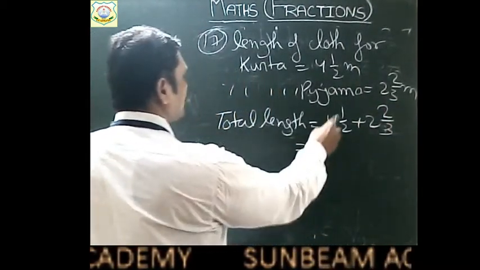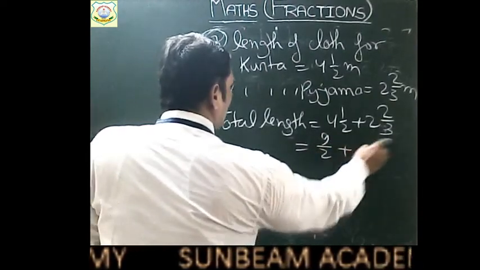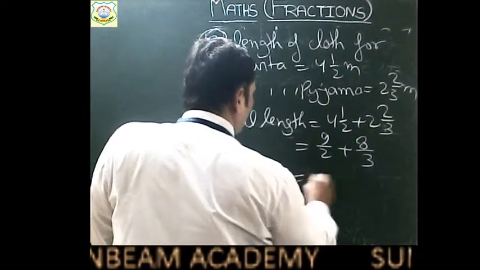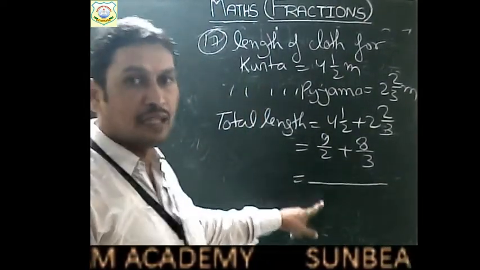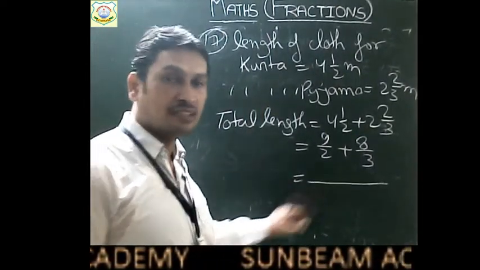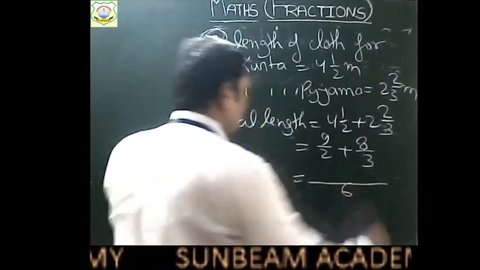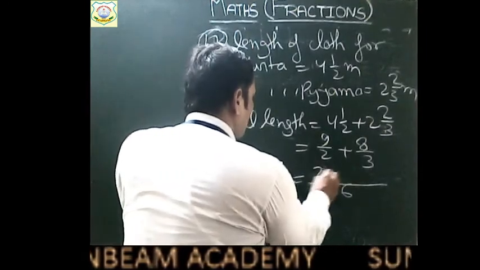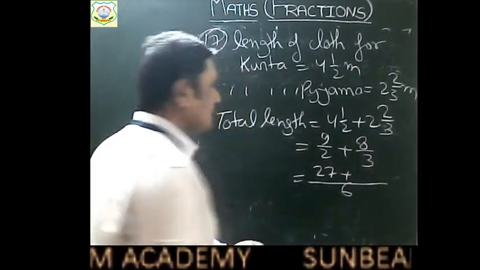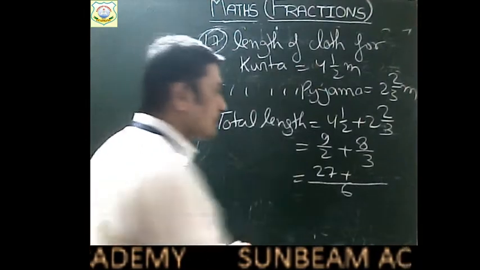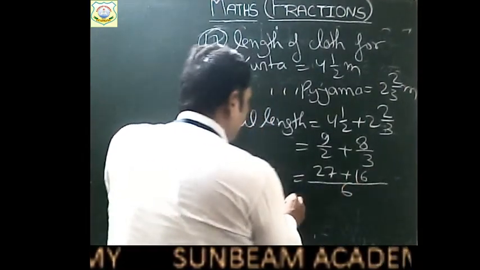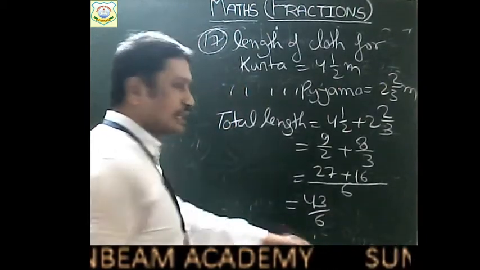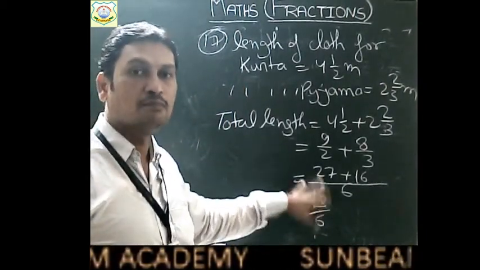Convert to improper fractions: 4 twos are 8 plus 1, 9 by 2, plus 3 twos are 6 plus 2, 8 by 3. Now children, to add them, you have to find the LCM. LCM of 2 and 3 is 6. Right? 2 threes are 6, 3 nines are 27, plus 3 twos are 6, 2 into 8 is 16. We get 43 by 6. Now convert this into a mixed fraction.